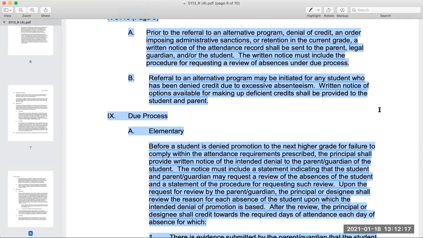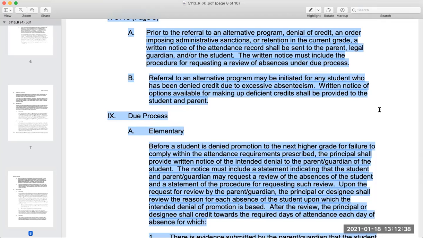The written notice must include the procedure for requesting a review of absences under due process. Referral to an alternative program may be initiated for any student who has been denied credit due to excessive absenteeism. Written notice of options available for making up deficient credits shall be provided to the student and parent.